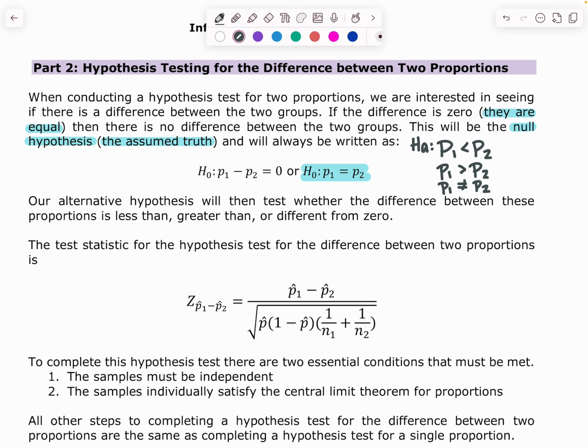So we assume that the two groups are the same. There's no difference between the two groups. And then we're going to test, does the first group have a smaller proportion than the second, a larger proportion than the second, or just a difference between the two groups?